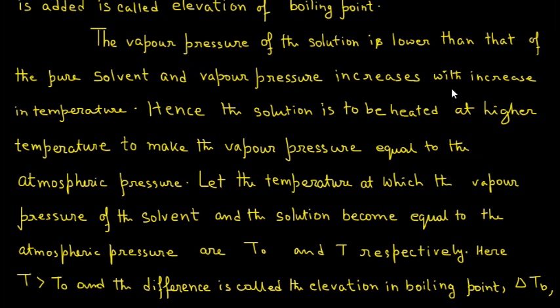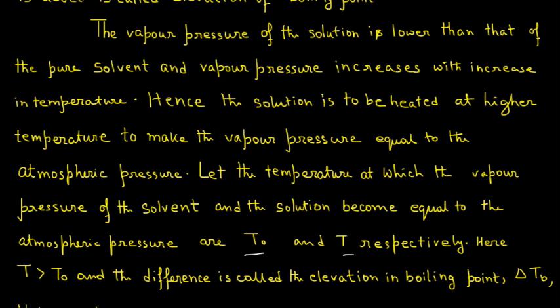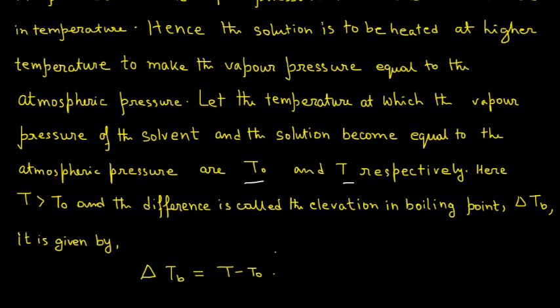Let the temperatures at which the vapor pressure of the solvent and the solution become equal to the atmospheric pressure be T0 and T respectively. Here T is greater than T0. The difference is called elevation in boiling point, that is delta TB, and delta TB is equal to T minus T0.